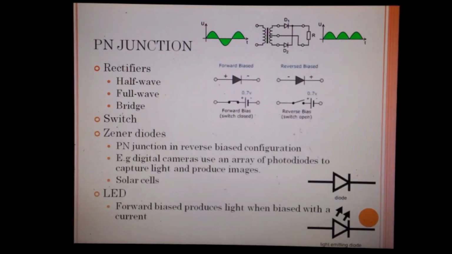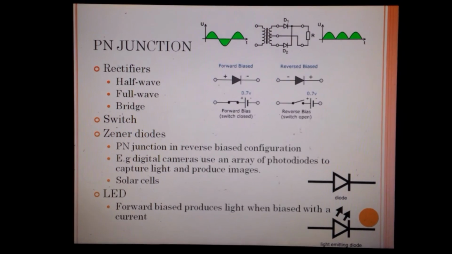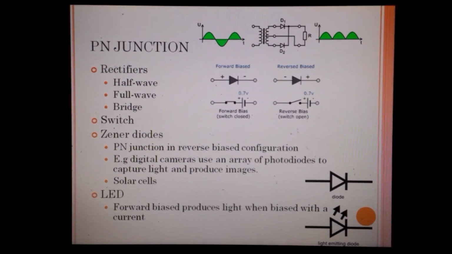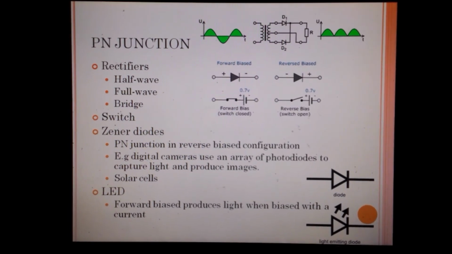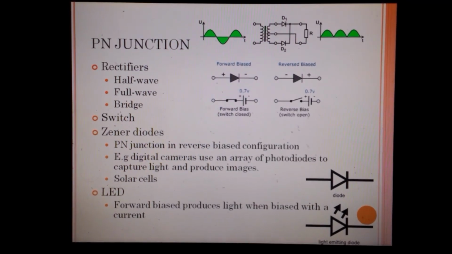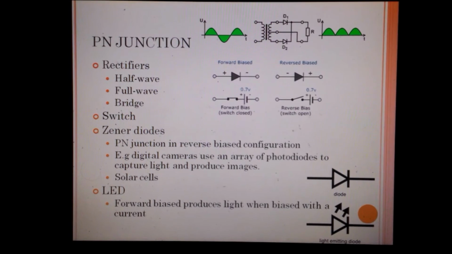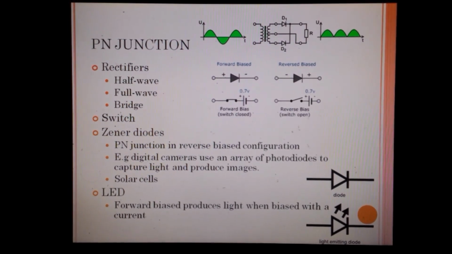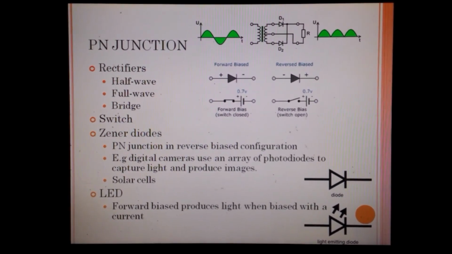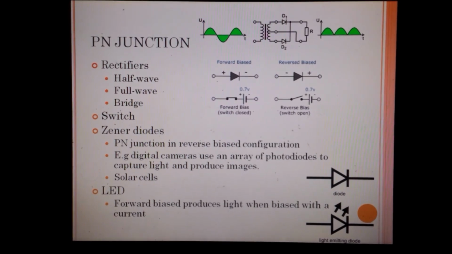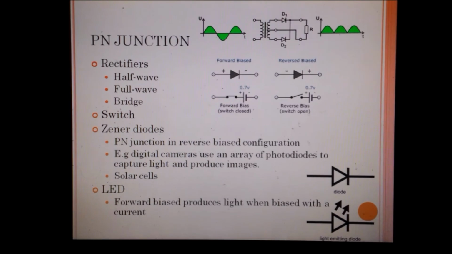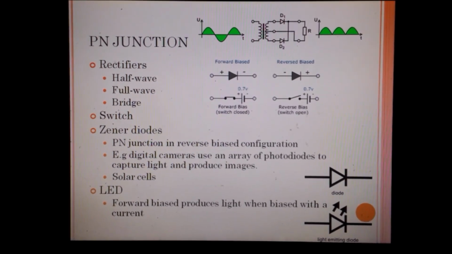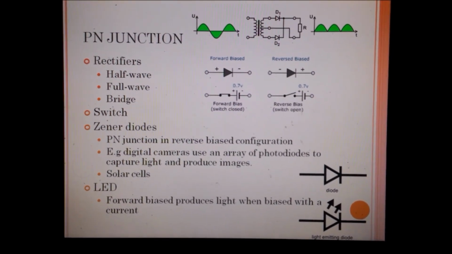Okay, now let's move on to PN junction applications. There are rectifiers, switches, Zener diodes, and LEDs. Rectifiers have a few examples such as half wave, full wave, and bridge. For the switch, when the diode is forward biased, the switch is closed and there is current flow. It is vice versa with reverse bias: the switch will open and there is no current flow.